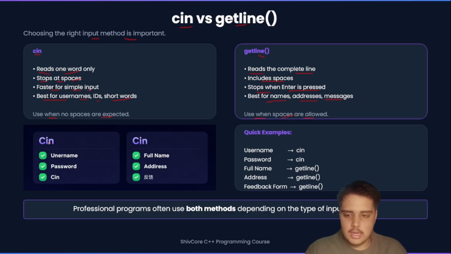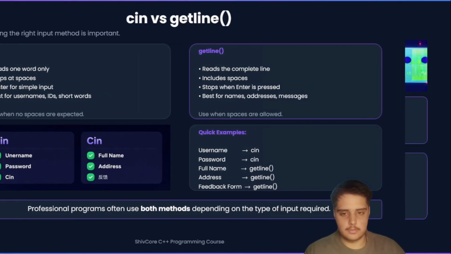So with cin, a username can be taken, a password can be taken. But with getline we use it if we want a full name, addresses or special characters. Quick examples: username will be cin, password will be cin, full name and address will be getline, and a feedback form will also be getline. So professional programs often use both methods depending on the type of input required.